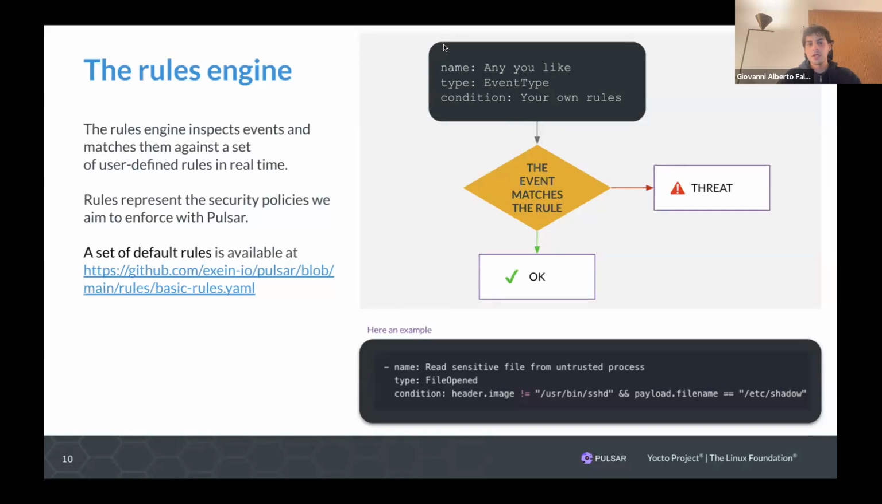Of course, this is a very flexible structure, just a plain text YAML file where you can write as many rules as you want. But of course, there is a set of default rules. It's available on the open source repo. So that acts as a baseline for developers to get started and eventually customize or expand depending on their specific use case.